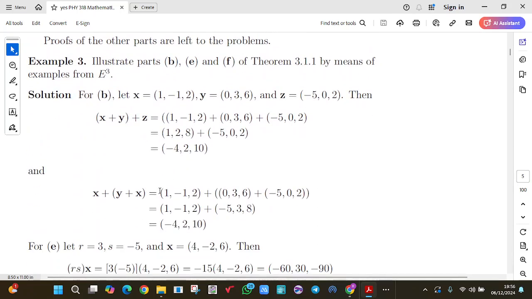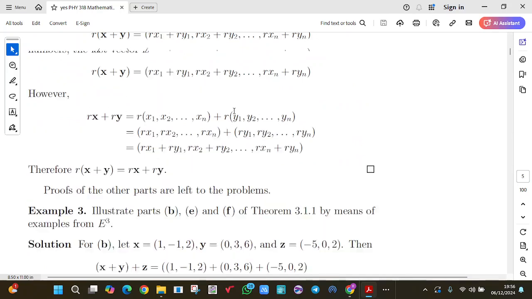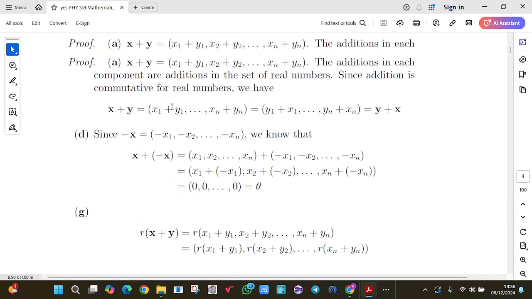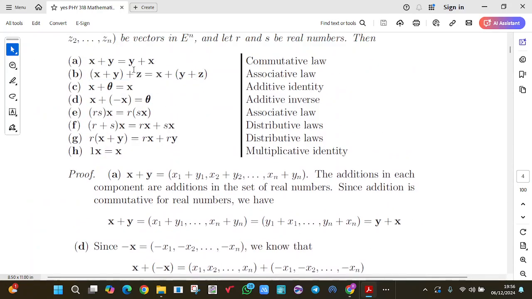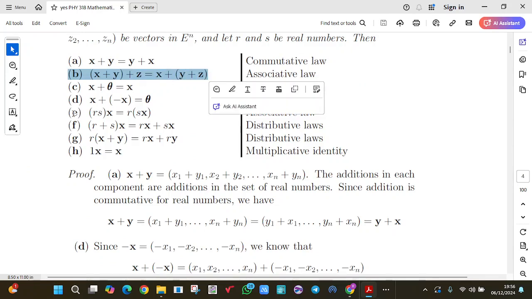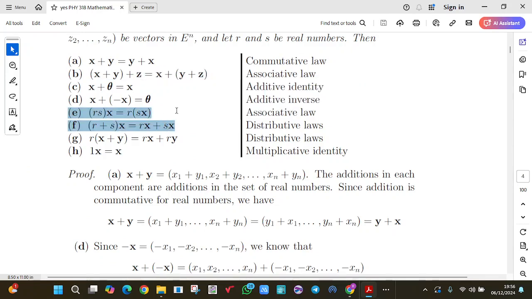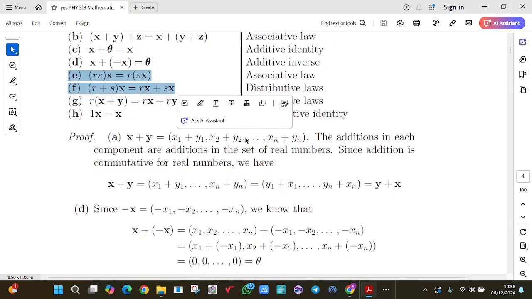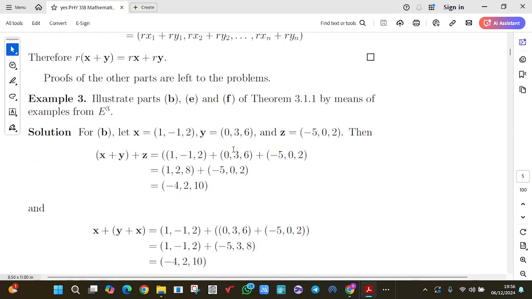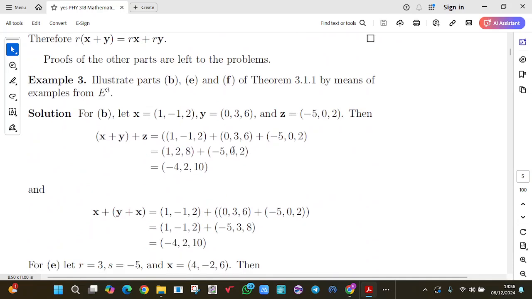Now, this is what I always tell my students. This is b, e, and f. I can ask you to prove b, e, and f. If I ask you to prove b, e, and f, all of you have the liberty to follow the theory. The first thing is you have to define your Euclidean space.